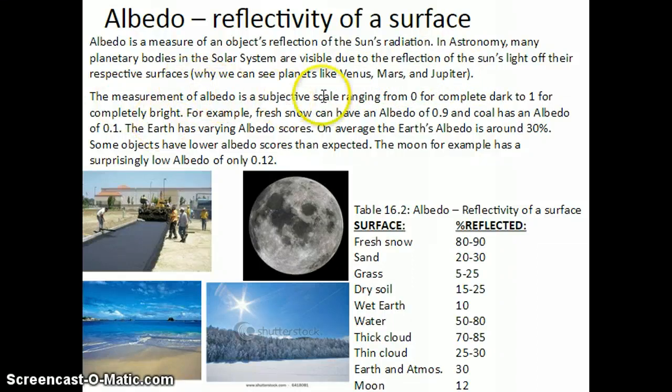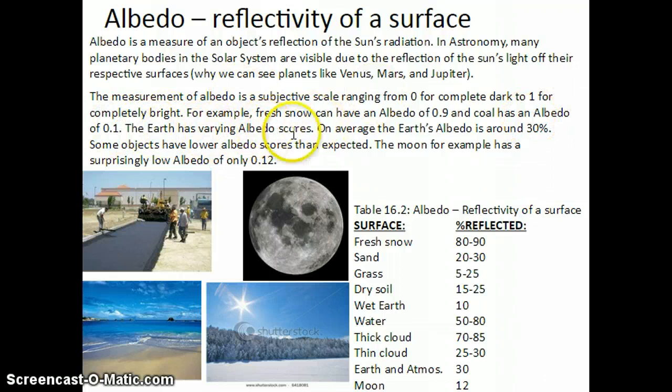So the measurement of albedo is a subjective scale. 0 implies complete darkness, and 1 implies that it's completely bright. For example, fresh snow can have an albedo of 0.9, which we would call 90% of that light is reflected, where coal, a very dark object, has an albedo of 0.1. The Earth has varying albedo scores.